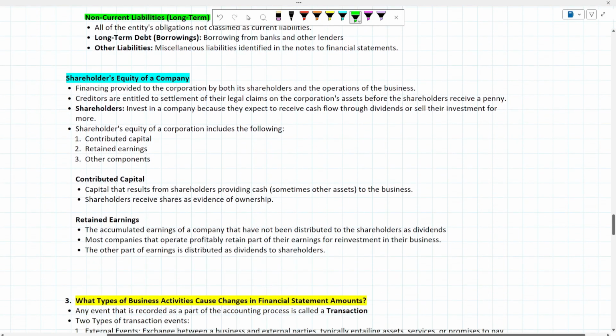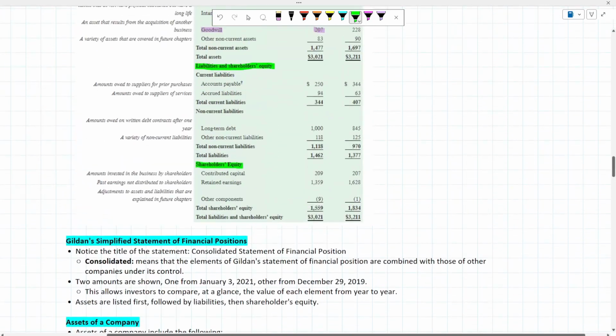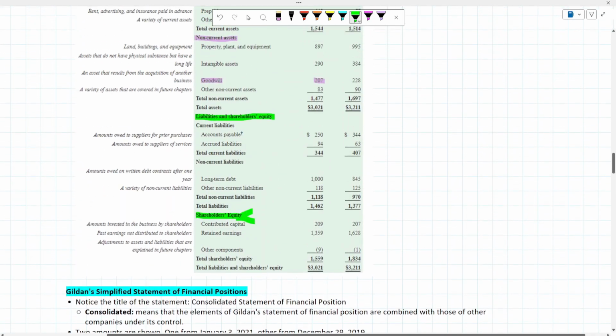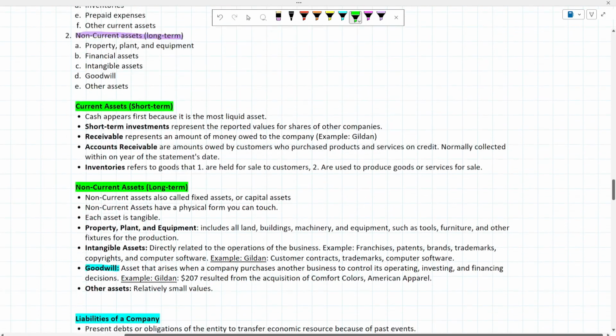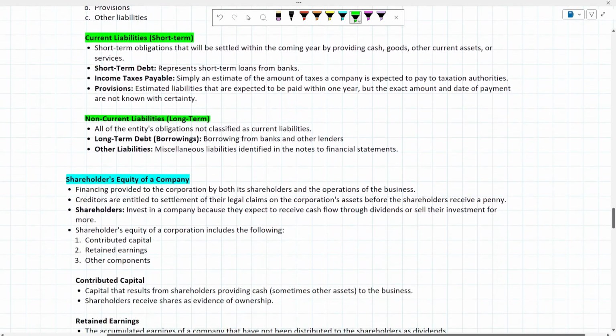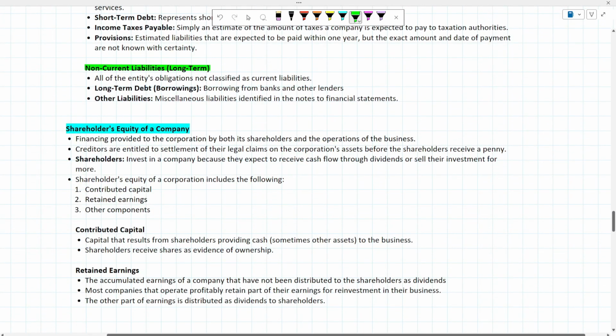So shareholders' equity of a company. This is this part right here. Let's explain that. It's the financing provided to the corporation by both its shareholders and the operations of the business. Creditors are entitled to a settlement of their legal claims on the corporation's assets before the shareholders even receive a penny. So make sure you know that creditors are entitled before shareholders receive their money.